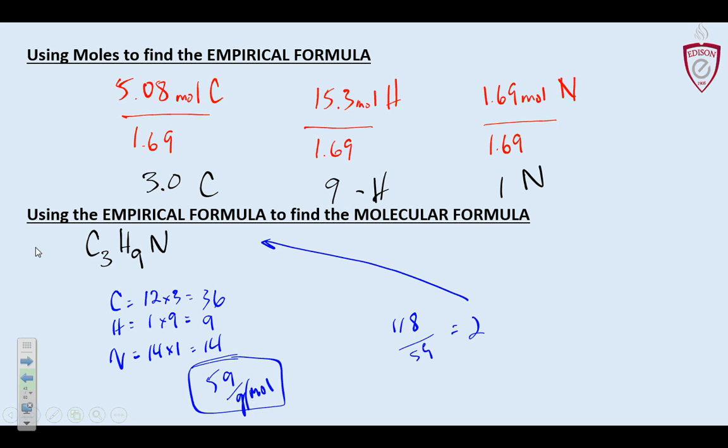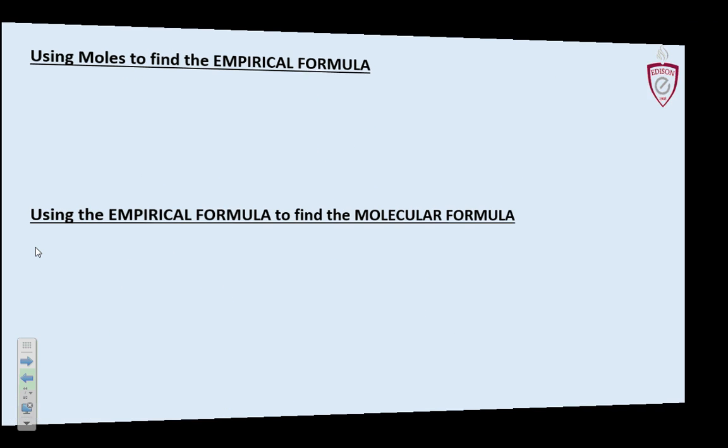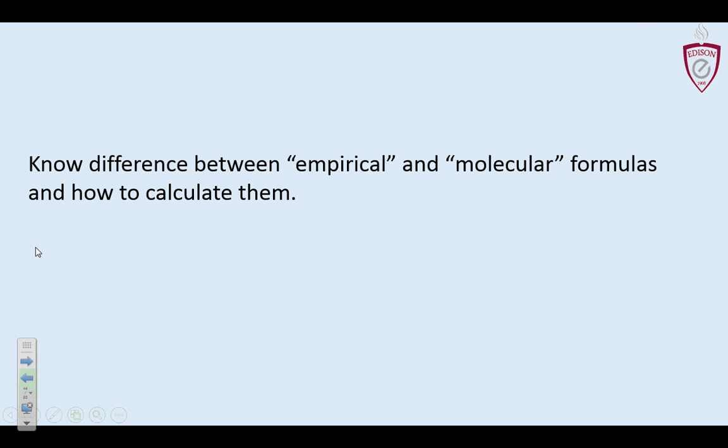So thanks for checking this one out. Just know empirical and molecular formula. And you got to know the first 4 steps of this problem solving too. Percent turns to grams. Grams turns to moles. Divide all the moles by the lowest number of moles to get your empirical formula, which is the smallest whole number ratio of the elements involved. There you go. So you need to kind of go both ways.